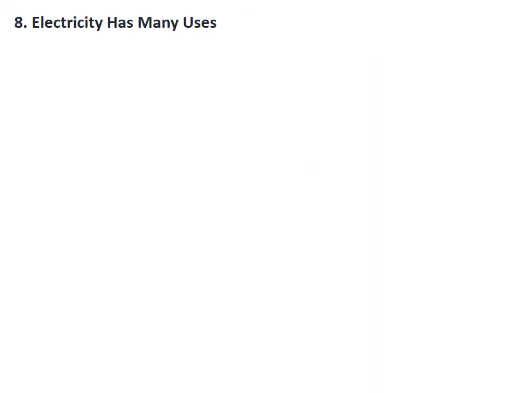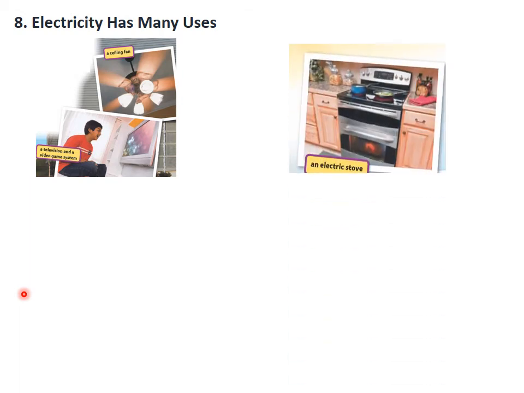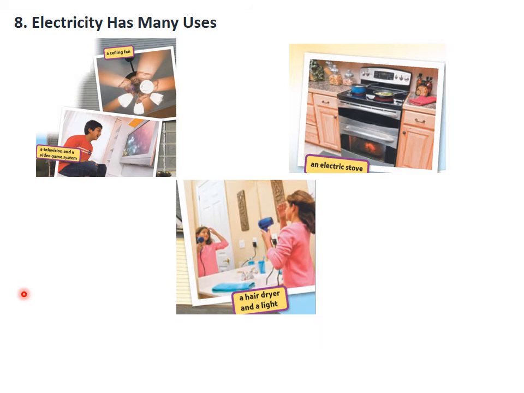Now, let's see what the uses of electricity are. Electricity has many uses. We need electricity to make a television and a video game system work. We need electricity to use an electric stove. And we need electricity to make a hairdryer work.